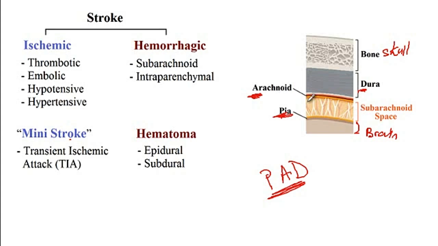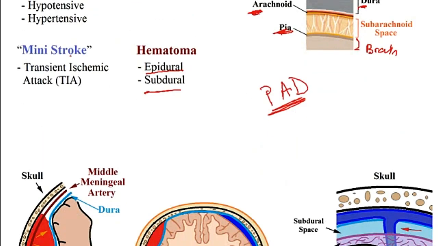Now the space between the arachnoid and pia is referred to as the subarachnoid space. The space between the dura and arachnoid is referred to as the subdural space, and the space between the dura and bone is referred to as the epidural space.